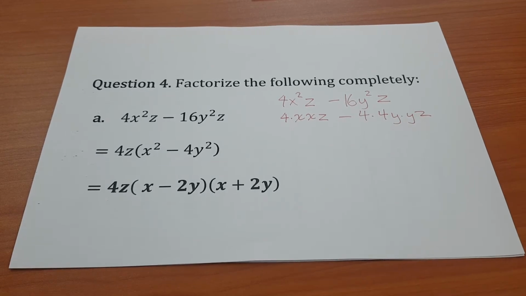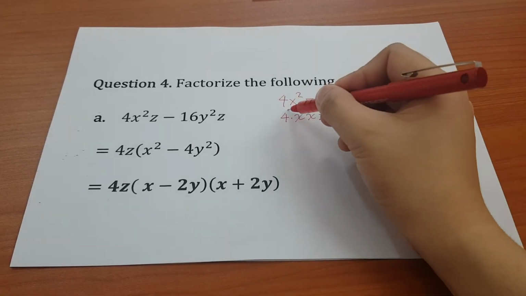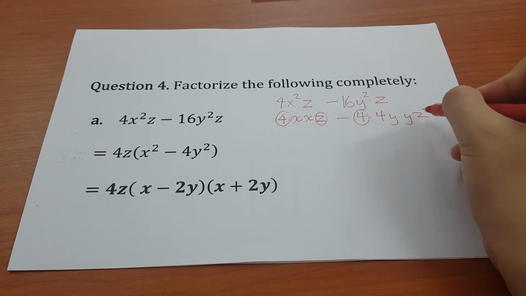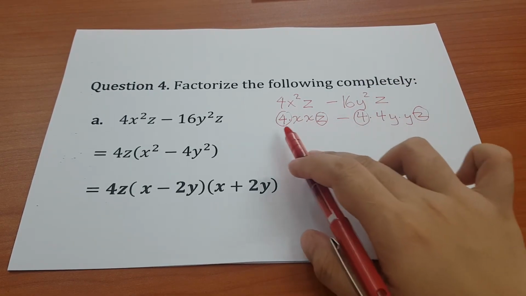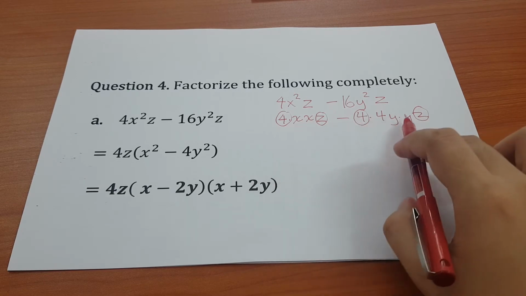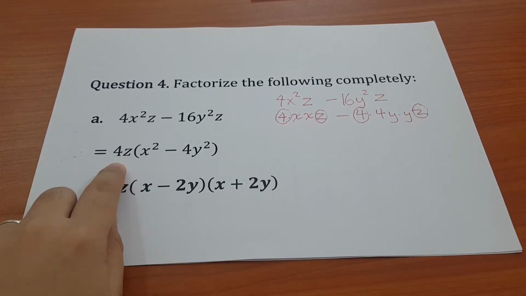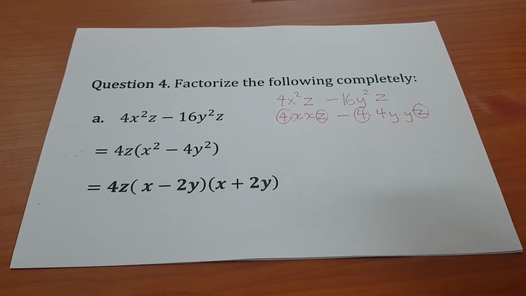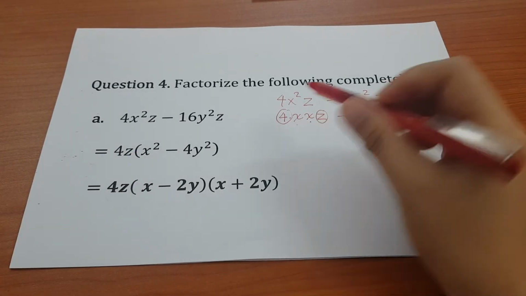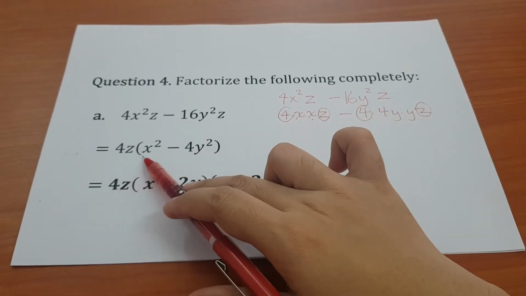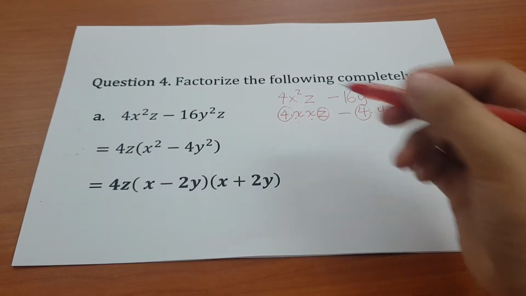So we observe that 4 is common and z is common. So that means I'll take the common of both sides, which is 4z, and the remaining here, x squared minus 4y squared. That's why 4z(x squared minus 4y squared).